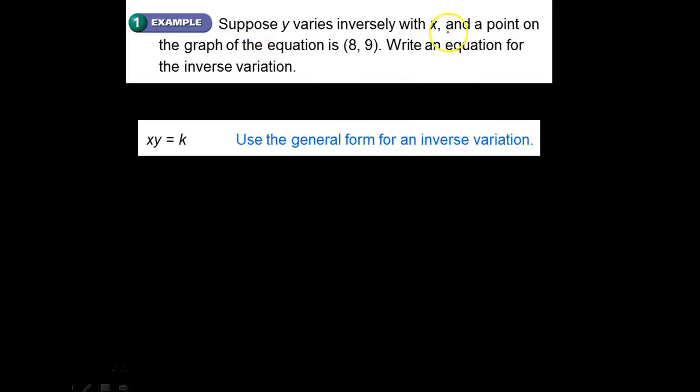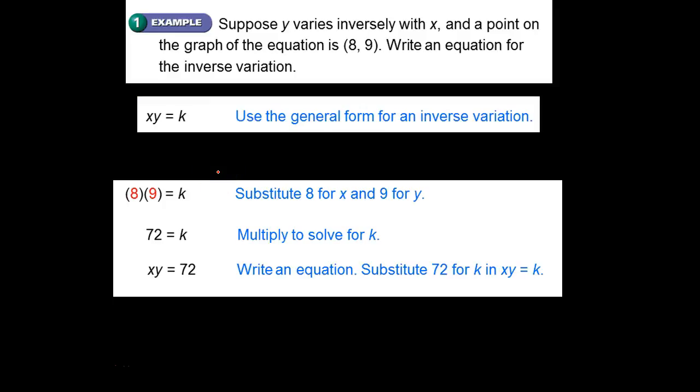Suppose y varies inversely with x and a point on the graph of the equation is (8, 9). Write an equation for the inverse. So we're going to use this general equation: x times y equals k, or the other way would be y equals k over x. And we're going to substitute from our initial point: x is 8, y is 9. Plug them straight in to find your k, your constant.